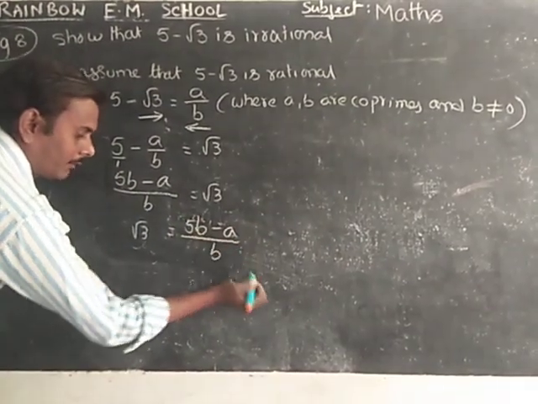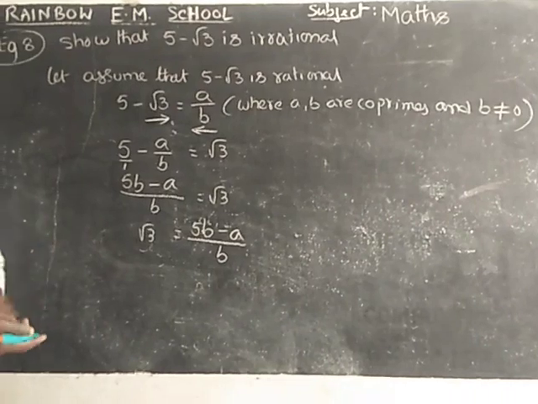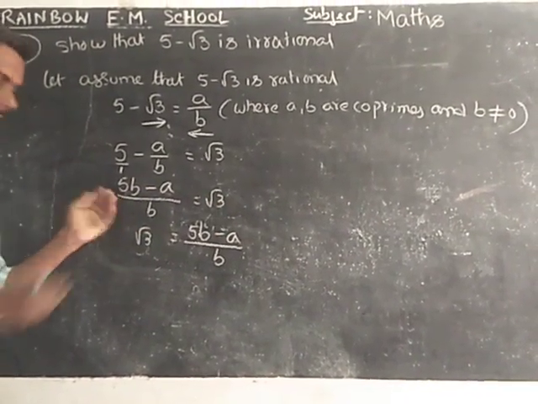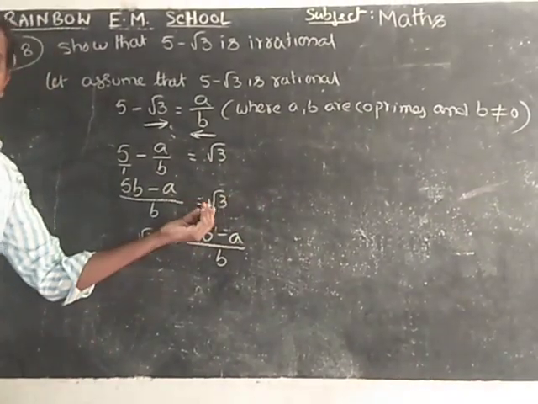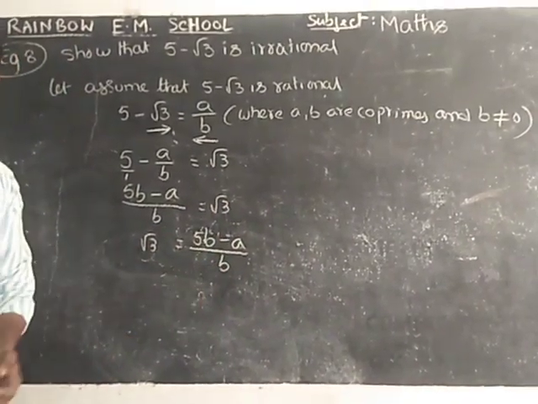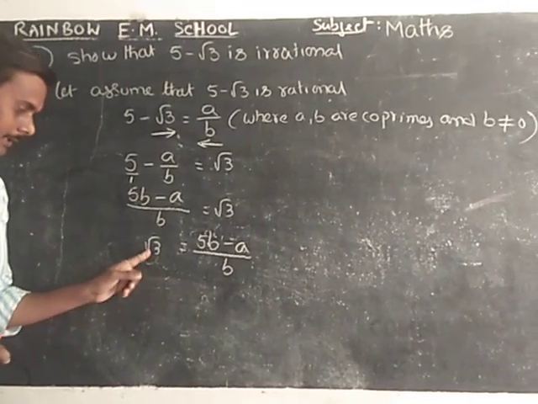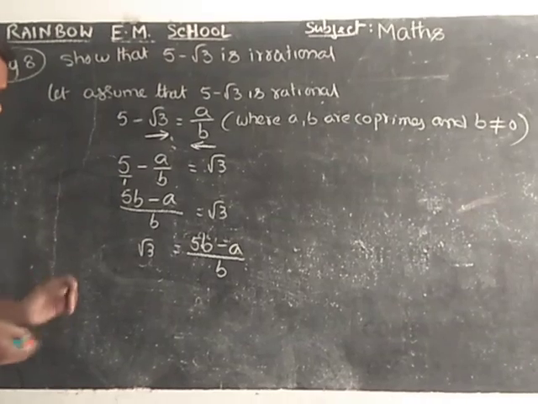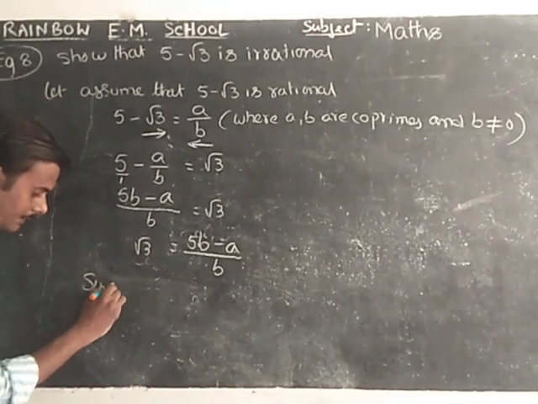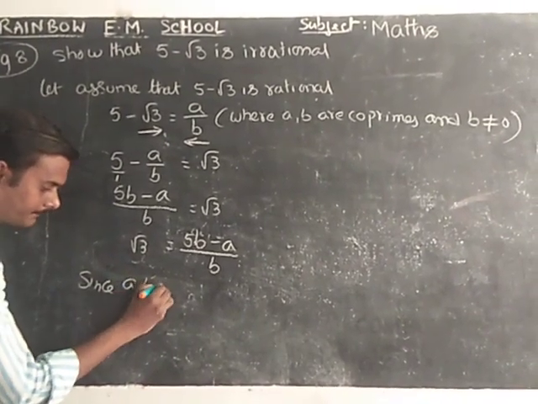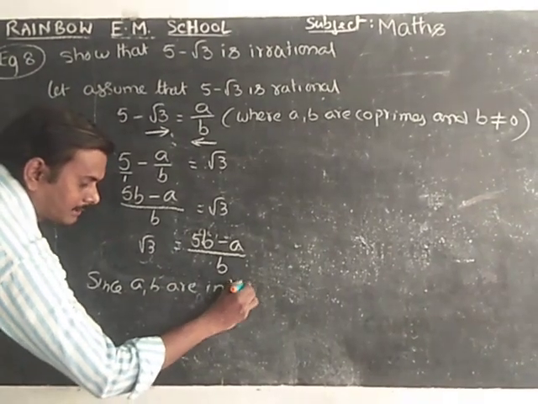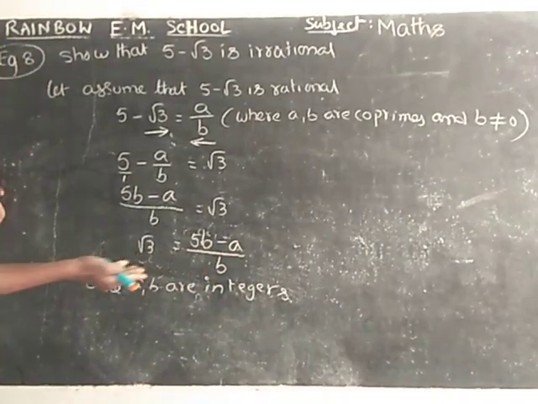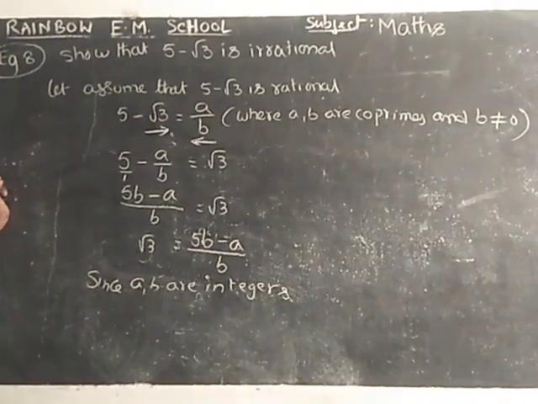One doubt you may get here: by reversing, the sign will be changed. If you take this one to this side, it will be minus, and if you take that one to this side, it will be minus. Both minuses will be cancelled. We will get root 3 equals 5b minus a by b. Since a, b are integers, here the a, b values are integers only, according to the first assumption.